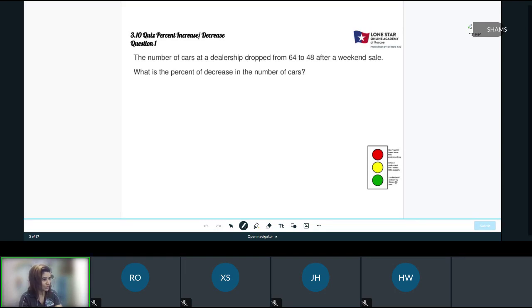We set up the proportion to find the percent. Step 1, we want to identify the original price. The original price is the price before.